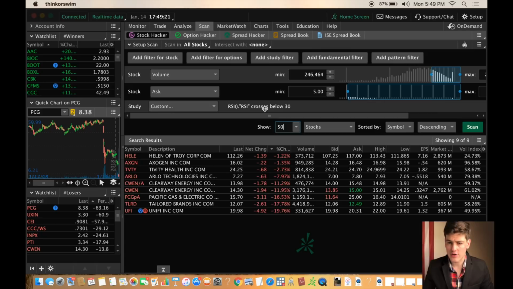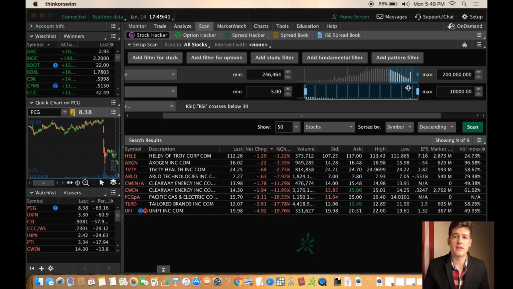And now you have a study filter. So then go ahead and scan. Now I should note that these are pretty specific and conservative criteria. They're very cautious, specifically the volume, right? Because if you lower the amount of volume, you'll get a lot more stocks.